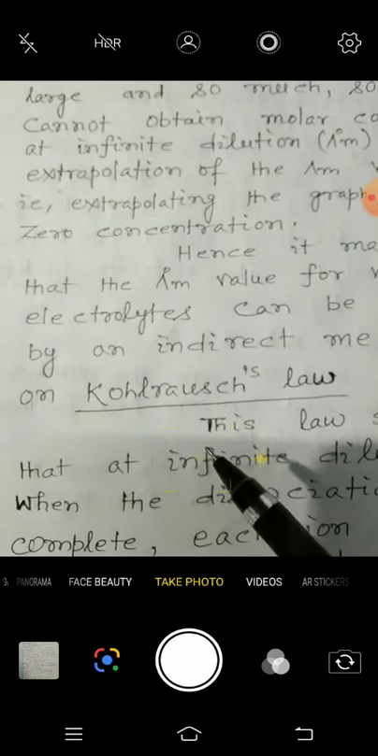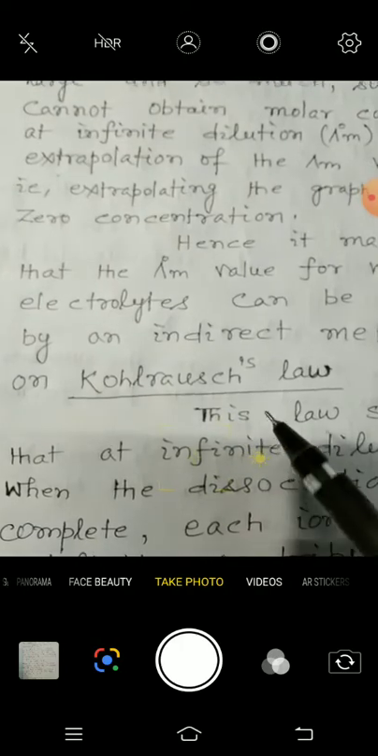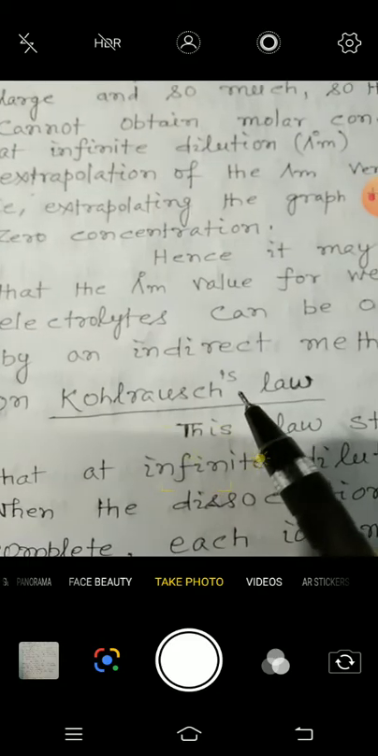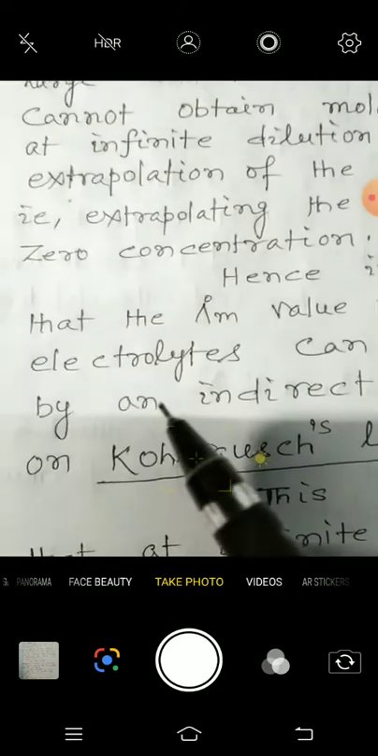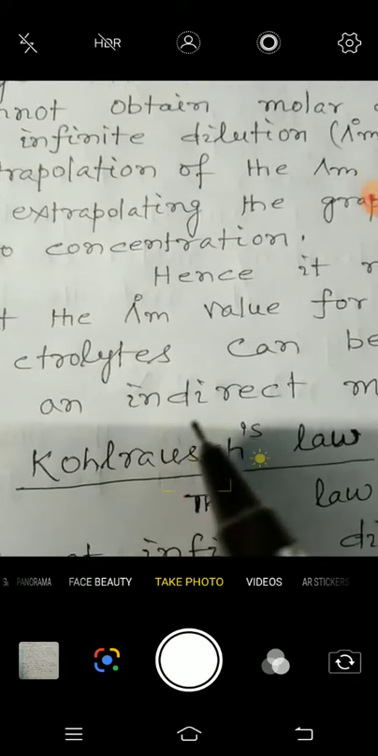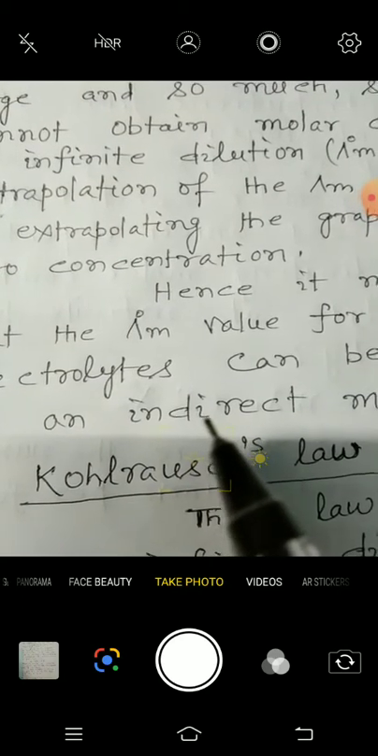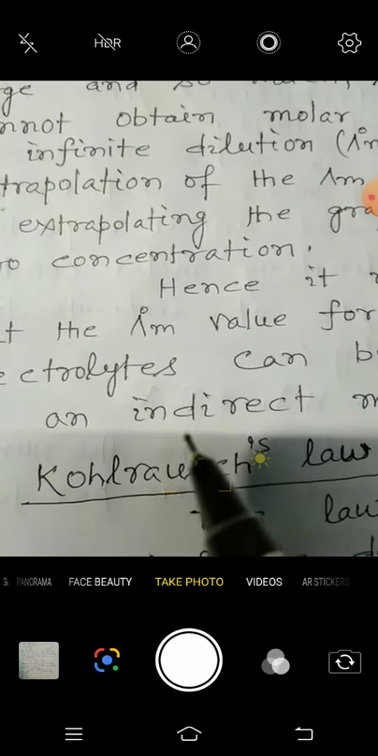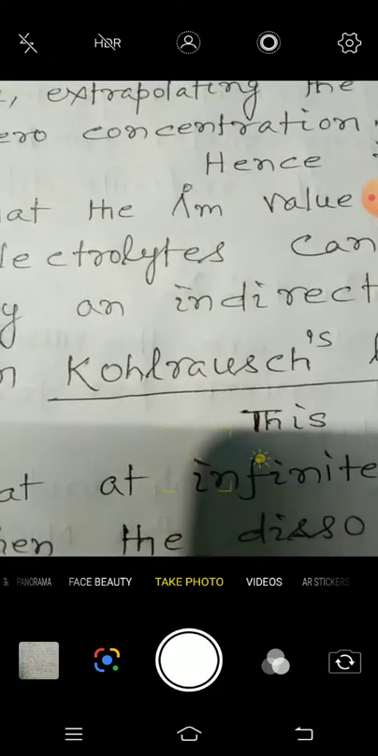Because you know that I taught you that molar conductance increases upon dilution. So there is a limit. Is there any limit regarding the increase of the molar conductance? Yes, in case of a strong electrolyte, you can obtain it by increasing the dilution. But in case of a weak electrolyte, you can't get the limiting molar conductivity, because in the graph you have seen that when we extrapolate the graph of acetic acid, it doesn't touch the y-axis.